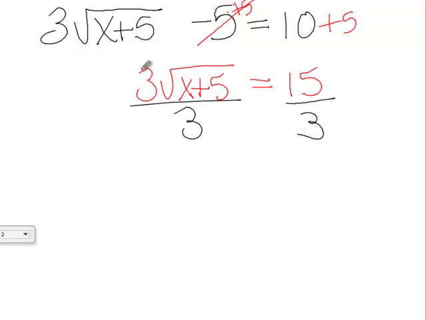When we divide both sides by 3, the 3's end up canceling, which leaves us with the radical all by itself. Over here, 15 divided by 3 is 5.